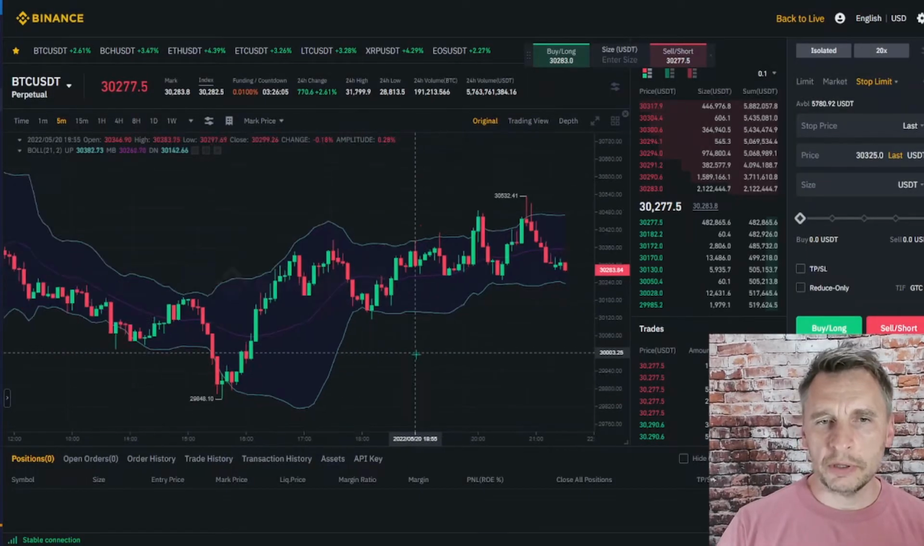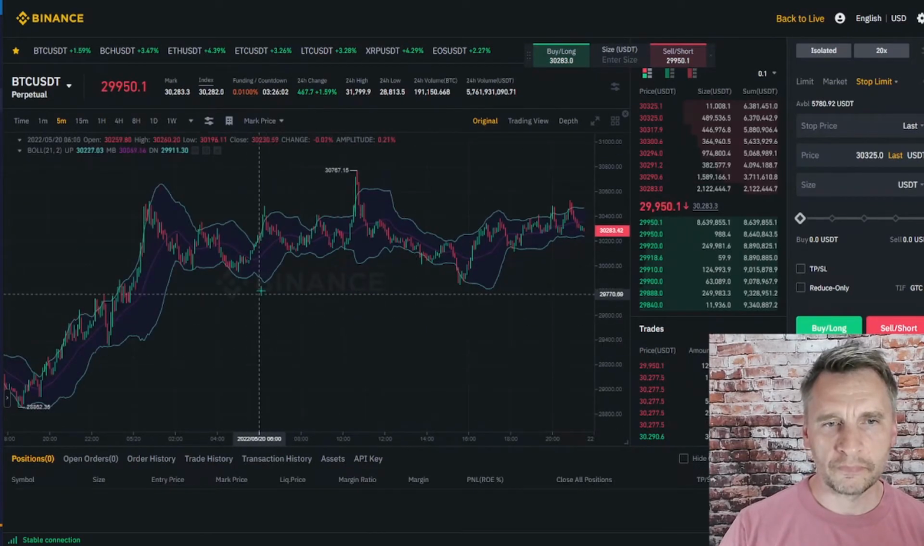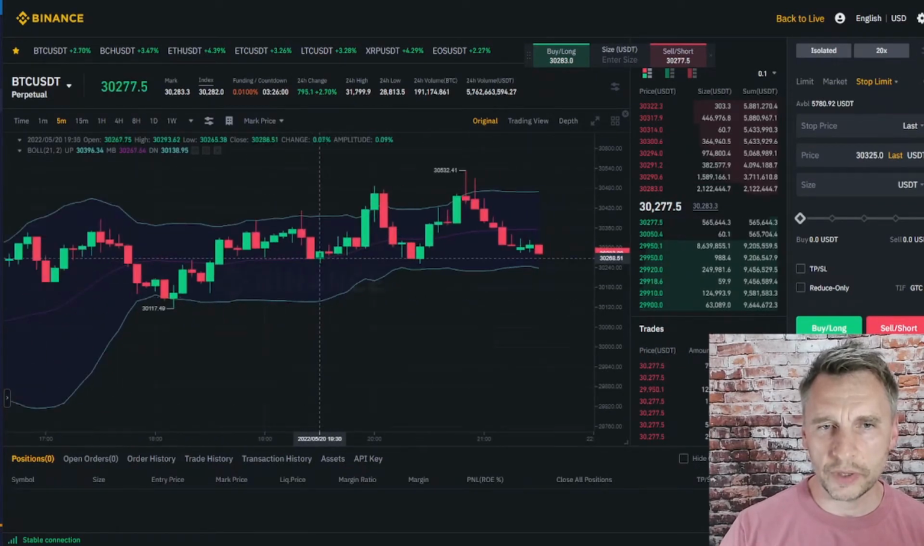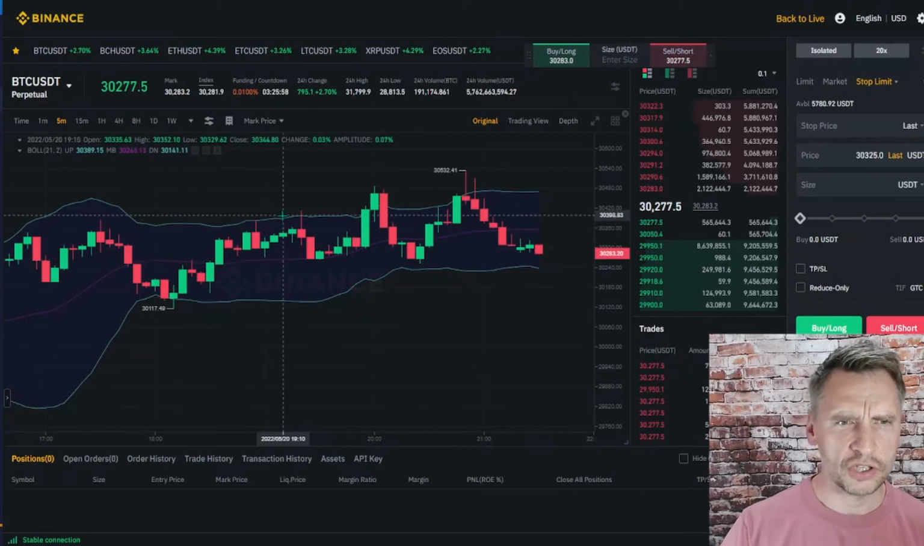Usually the way we trade the Bollinger Bands, if you notice, there is a middle line that runs in the middle. You can't really see it. Maybe we can change it.